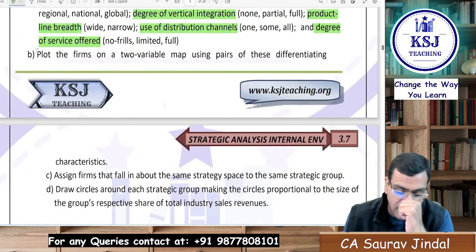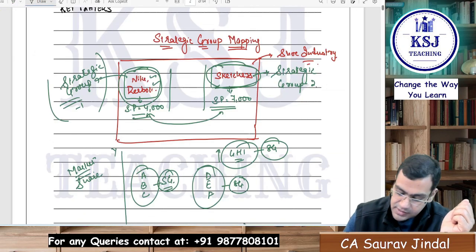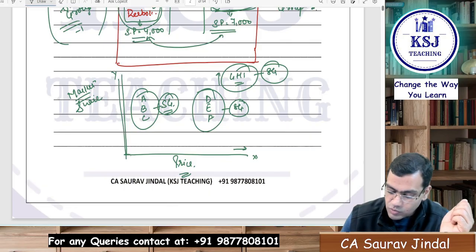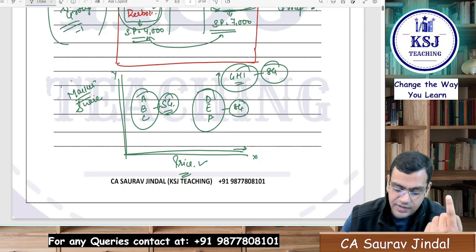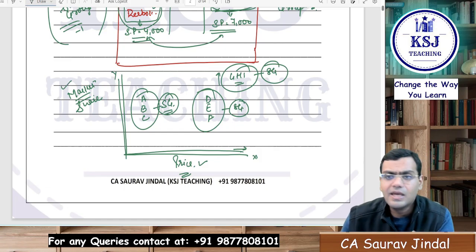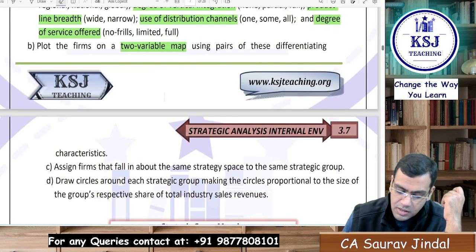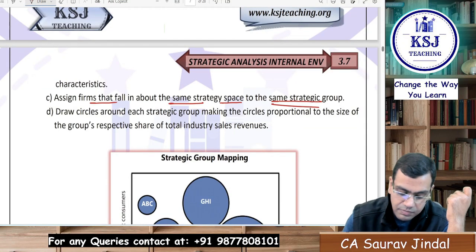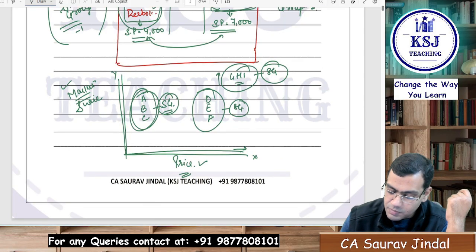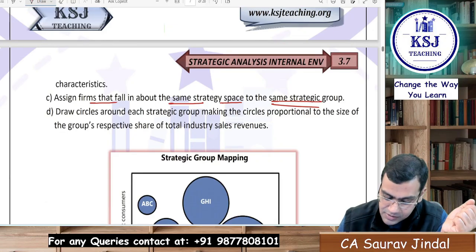Then he says, plot the firms on a two-variable map using a pair of these differentiating characteristics. On a two-variable map, one variable I have taken is price, another variable I have taken is market share. I can take any other, right? Pick any two variables out of these and draw them on a map. Assign the firms that fall in about the same category space to the same strategic group. For example, here ABC is one group, DEF one group, GHI one group. This is assigning the space, right?